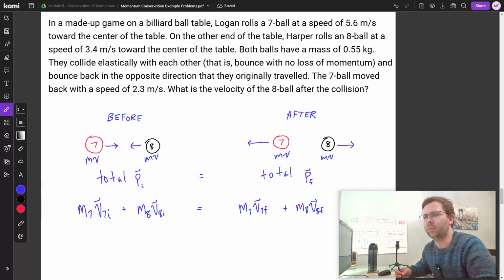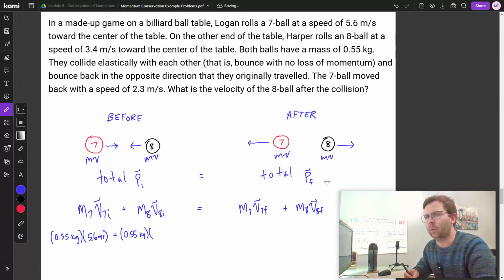So now that we have all of this worked out, we can start substituting in some numbers. And we're going to have a lot of numbers to write. The mass of the 7 ball and the 8 ball are the same. They are 0.55 kilograms. The initial velocity of the 7 ball is 5.6 meters per second. The initial velocity of the 8 ball is 3.4 meters per second.